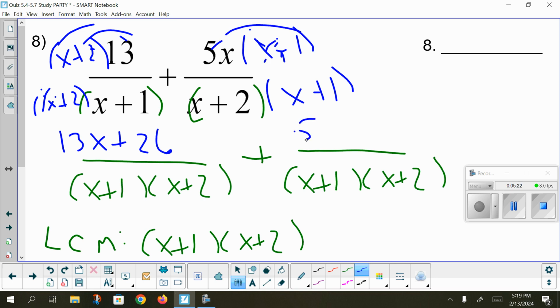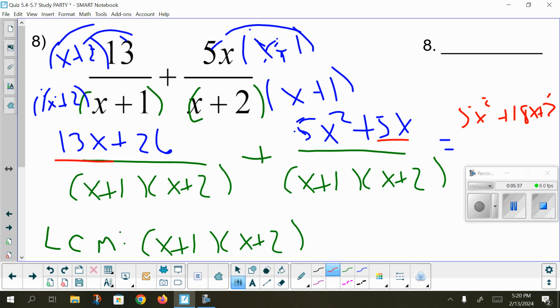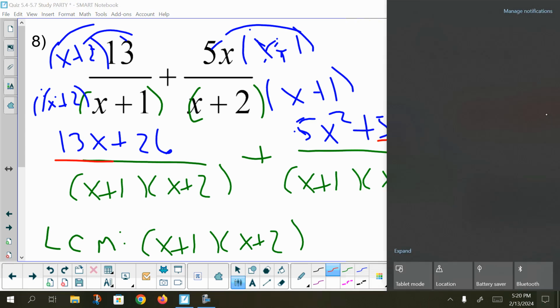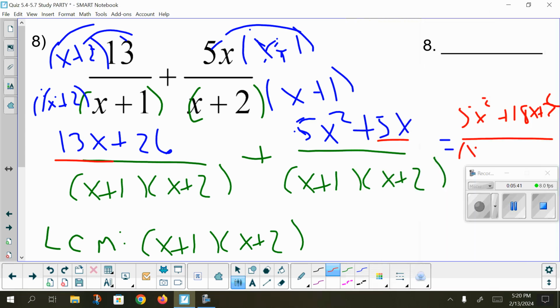That does not write very well up there. 5x squared plus 5x. And then we can just add straight across, adding any like terms. I'm really only seeing this and this as my like term. So 5x squared plus 18x plus 26. It's not writing very well, I'm so sorry. And then on the bottom, x plus 1, x plus 2.